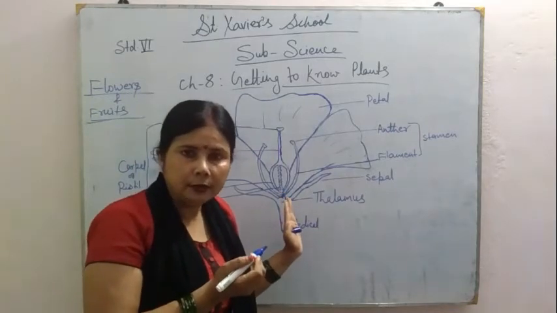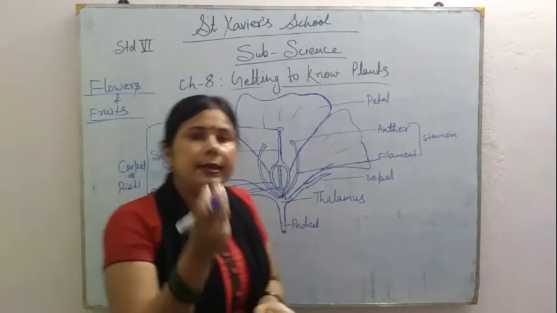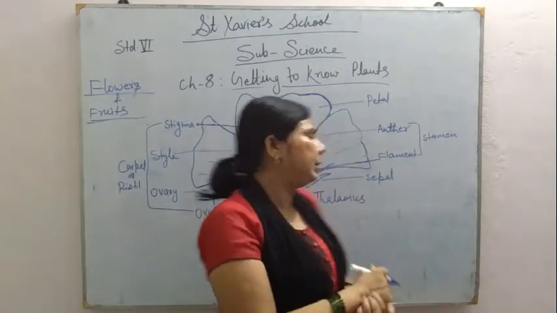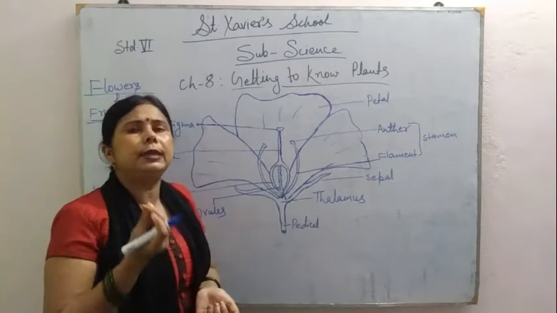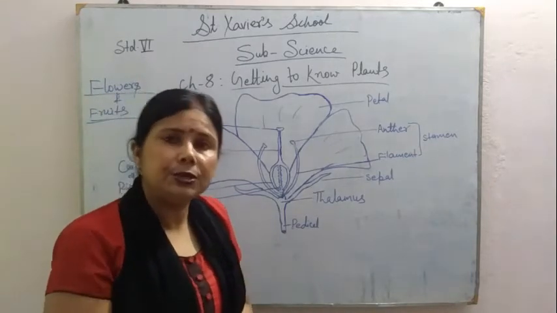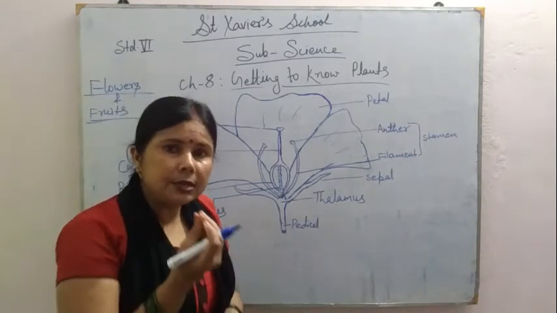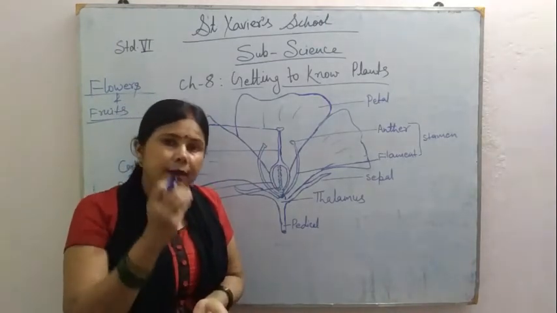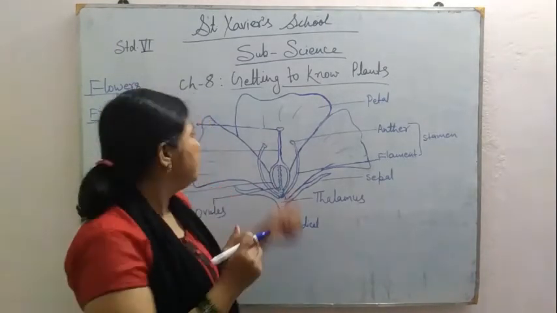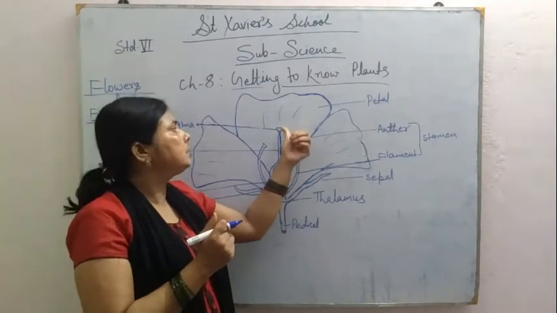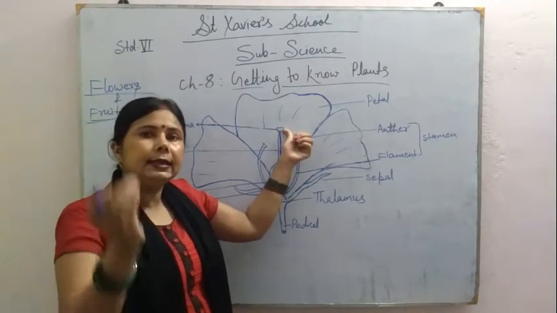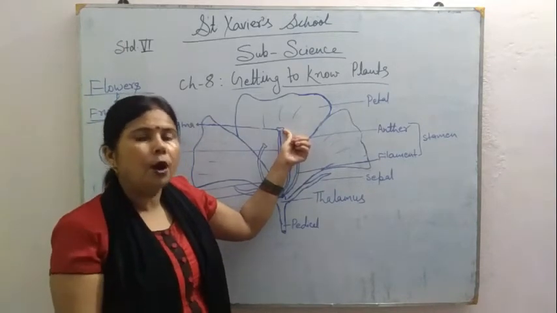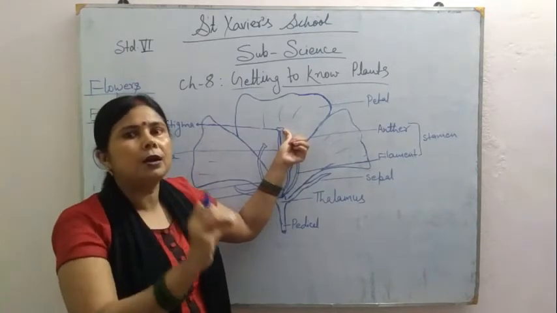Have you got, children? Now we will study about the pollination. हम लोग अब pollination के बारे में पढ़ेंगे. So what is pollination? Pollination क्या होता है? Pollination is the transfer of pollen grains from the anther to the stigma of either the same flower or of the different flower of the same kind.